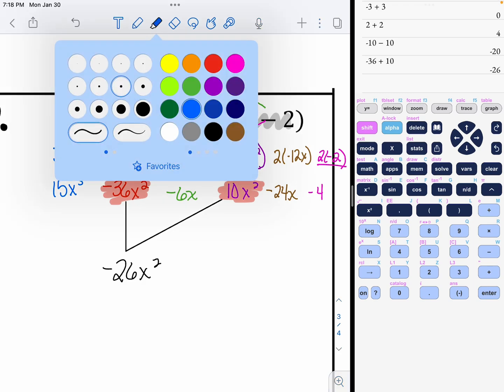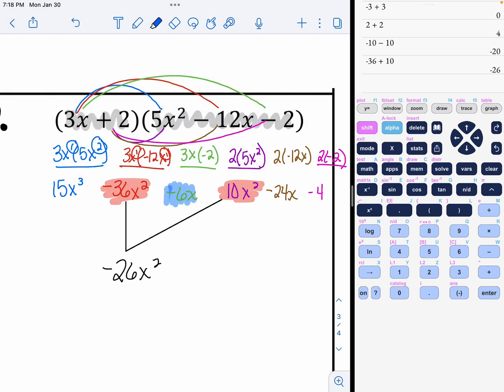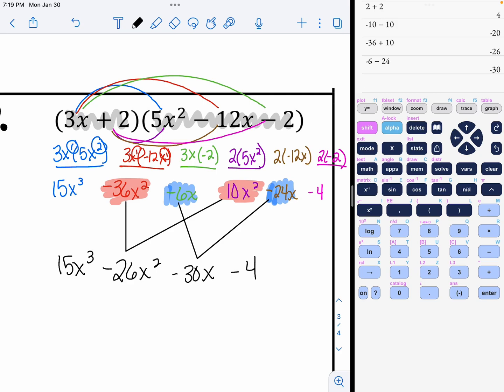And I have this minus 6x and this minus 24x. Negative 6 minus 24 is negative 30 with an x. Again, don't change the exponent. It just stays a regular x. We're just combining. Then the minus 4 comes down and the 15x cubed goes first. And now we have our final polynomial in standard form. That's how you do binomials times trinomials.